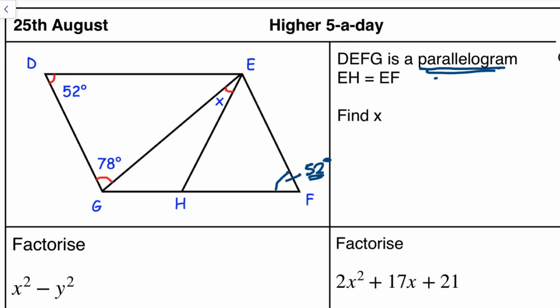And I also know that the co-interior angles add to 180, which means, let's do it in a different color, that this angle here is 180 minus 52. So 180 minus 52 is 128. And so therefore this angle here is 128 minus 78, which is going to give me 50. Again, I still haven't even read the question yet.